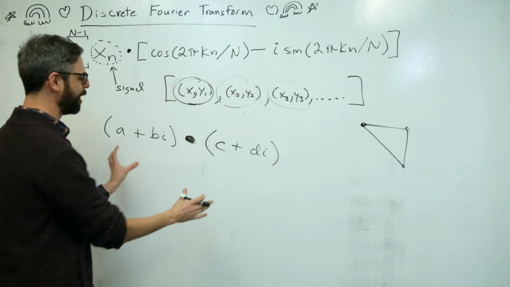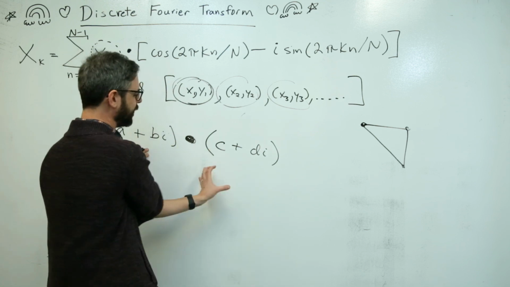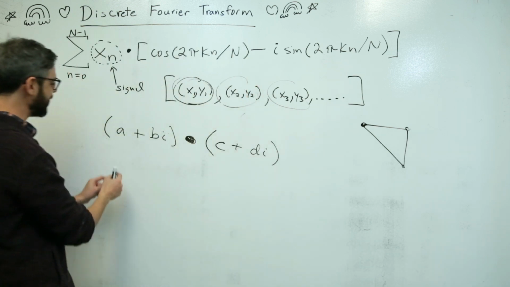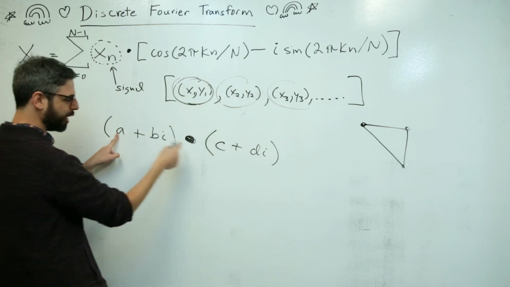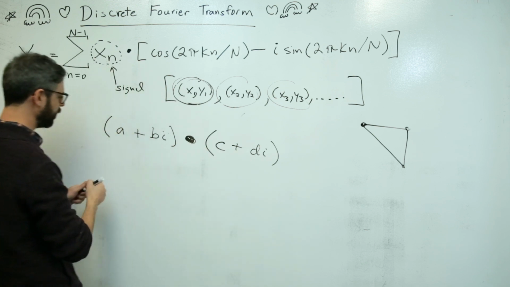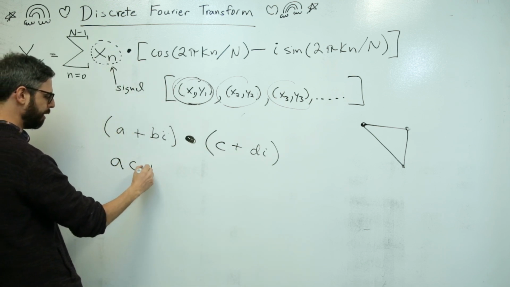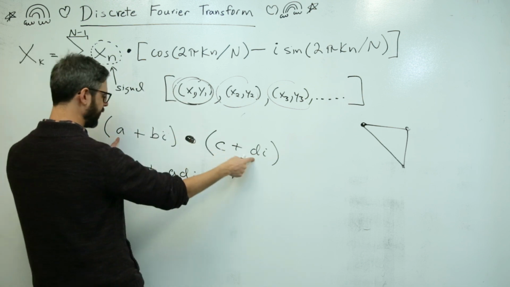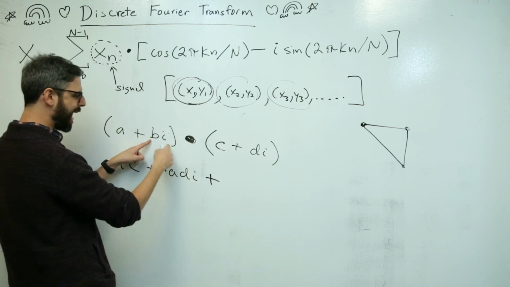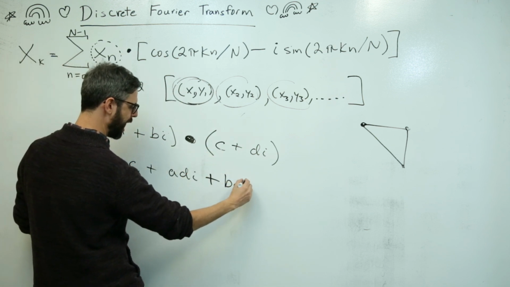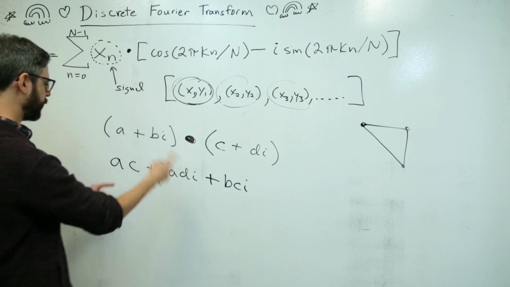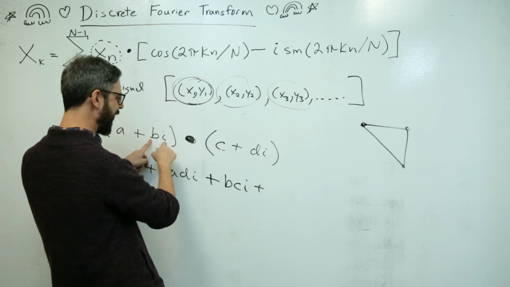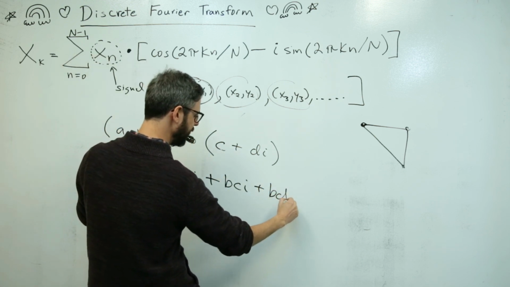The commutative property of multiplication or addition means I could do these in either order and get the same result. The distributive property is the one I'm looking for, where A is going to distribute, multiplying times c plus this. So I'm going to say A times C plus A times di, plus bi times C, which I could write as bci, plus, this is the fun part, bi times di, which is bd i squared.